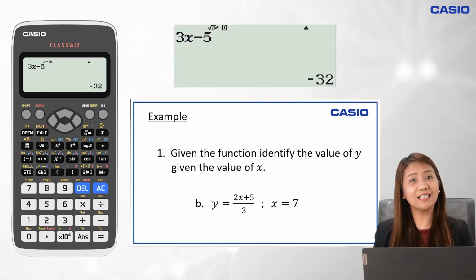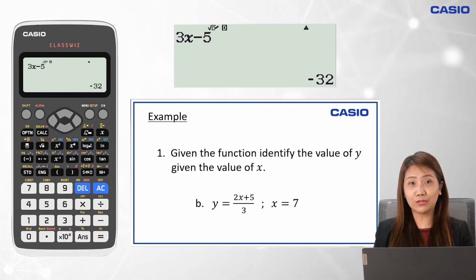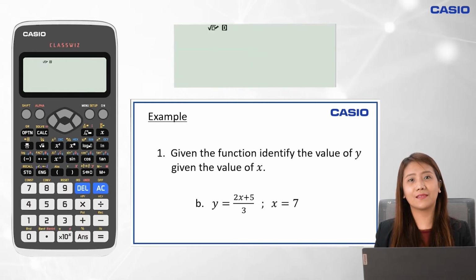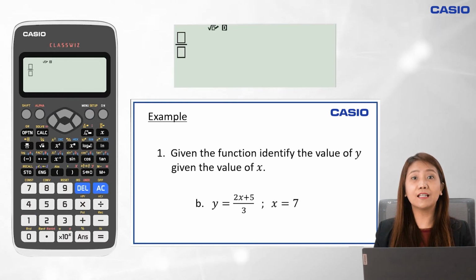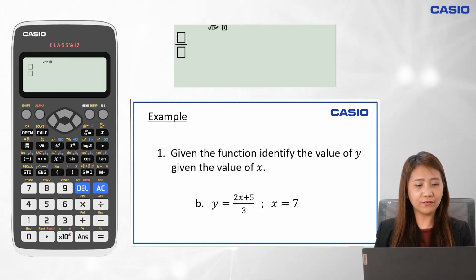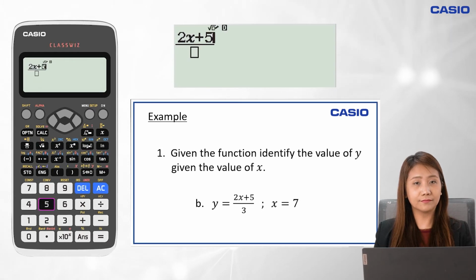Given the function, identify the value of y with a given value of x. The function is y equals the quantity 2x plus 5 over 3, where x is equal to 7. To solve for y, we go to Menu 1, Calculate mode. Input the fraction key. Key in the numerator, which is 2x plus 5. Press arrow down. Then key in the denominator 3.